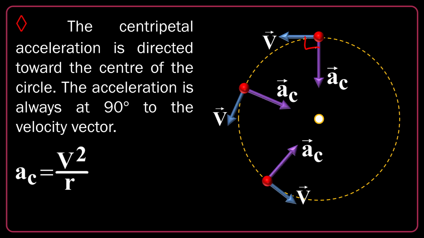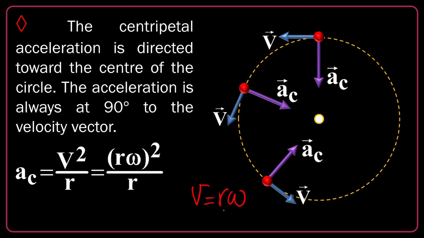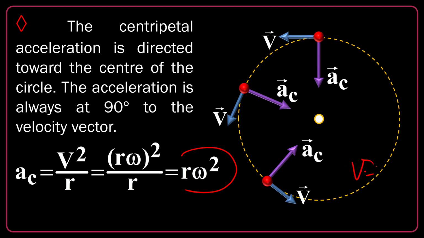Keep in mind, centripetal acceleration, as I mentioned, is going to be v squared over r in magnitude. If I substitute v by r omega, here I will have r squared omega squared divided by r, and so r omega squared. This is another version of centripetal acceleration if you want. And you remember v was r omega.